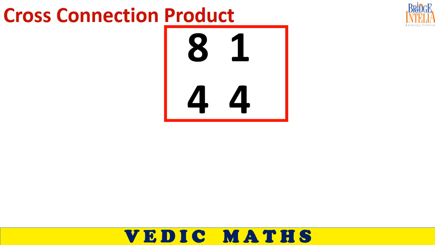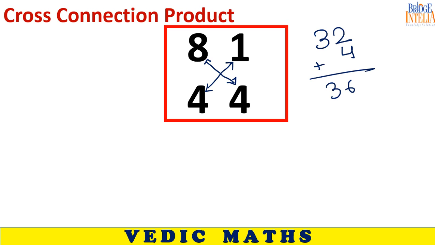Let's take one more example. What will be the cross connection product? Connect 8 and 4, so 8 4s are 32. Then connect 4 and 1, so 4 ones are 4. 32 plus 4 is 36. So the cross connection product of these four numbers is equal to 36.